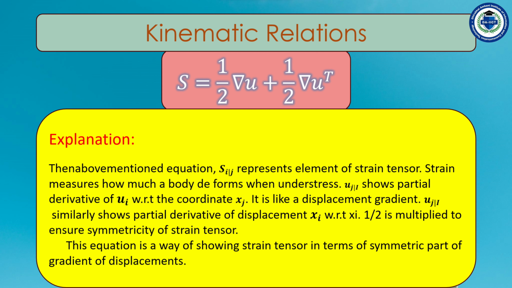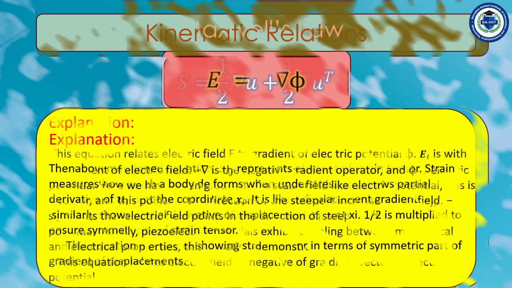U(i,j) shows the partial derivative of ui with respect to the coordinate xj. It is like a displacement gradient. U(j,i) similarly shows the partial derivative of displacement uj with respect to xi. One half is multiplied to ensure symmetry of the strain tensor. This equation is a way of showing the strain tensor in terms of the symmetric part of the gradient of displacements.